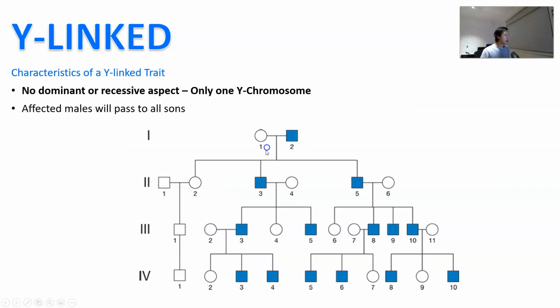Now, the last one is what we call a Y-linked trait. Now, characteristics of a Y-linked trait is dead easy, right? You look at it, it is only going to be on the Y chromosome, which means only the boys have it, and therefore there is no dominant or recessive aspects at all, right? Because you only have one Y chromosome and it's either expressed or it's not present, right?